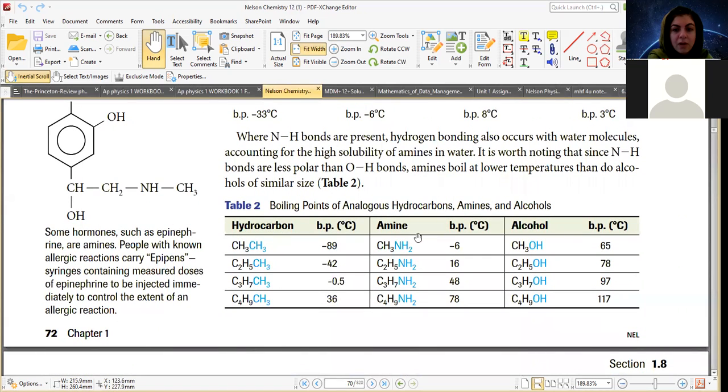Boiling point of the higher carbon amine and alcohol. Of course, the alcohol is polar and has the highest boiling point compared to the others, but comparing the amine and hydrocarbon, the amine is more polar. So you have a higher boiling point for amine compared to hydrocarbon.